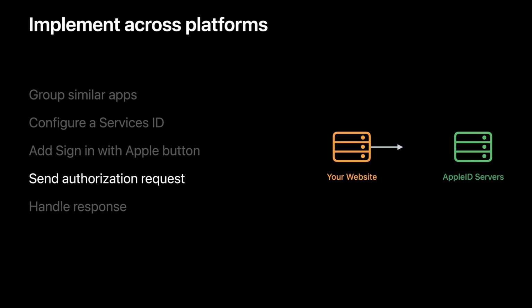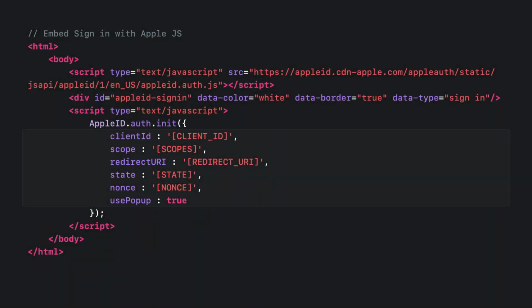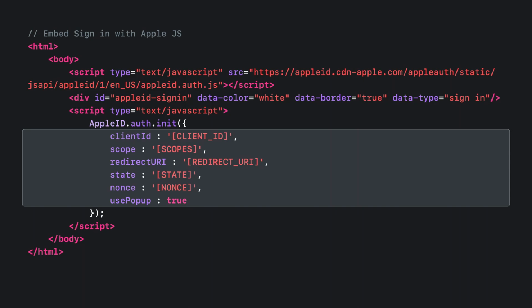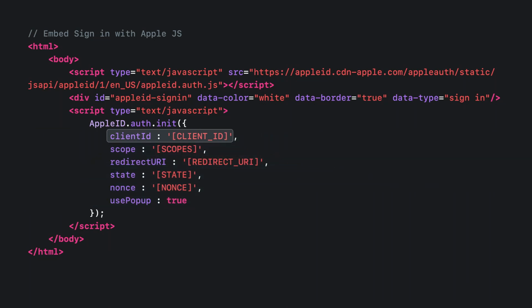Now that you have personalized your Sign In with Apple button, it's time to authenticate your user. You'll need to send an authorization request with the required parameters to Apple. These are the parameters you need in order to successfully log in a user. Since you have already implemented Sign In with Apple on an Apple platform, these parameters are very familiar. First, we'll need to set the client ID. This will be the services ID that you created on the Apple Developer Portal for your app or website.